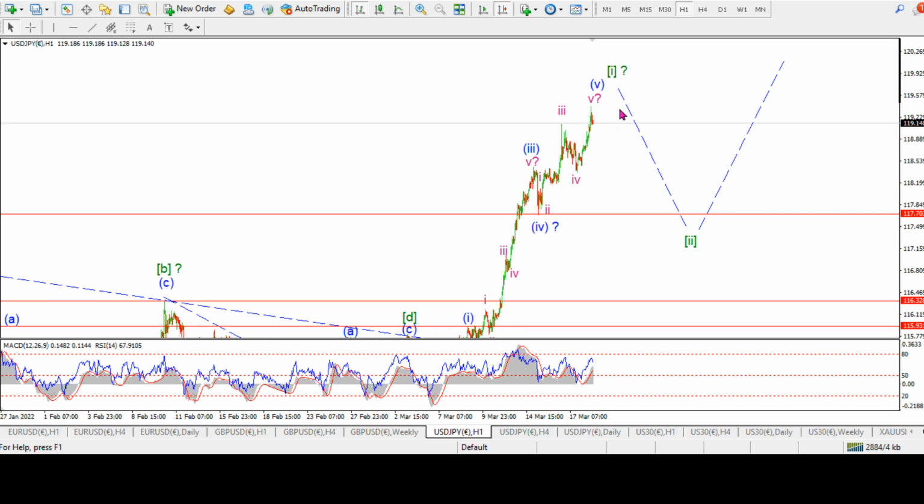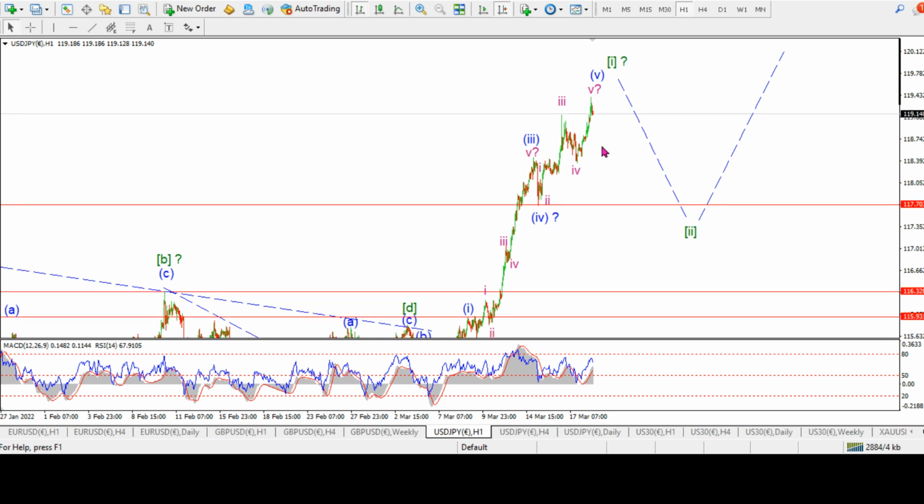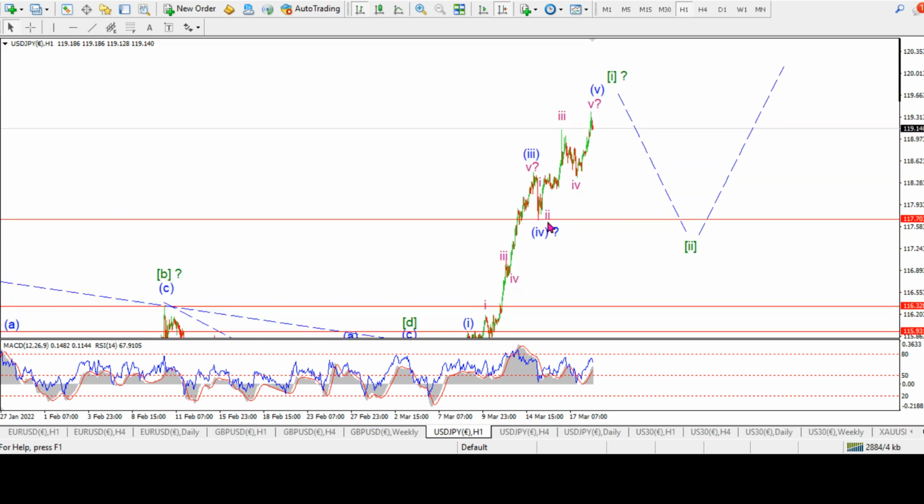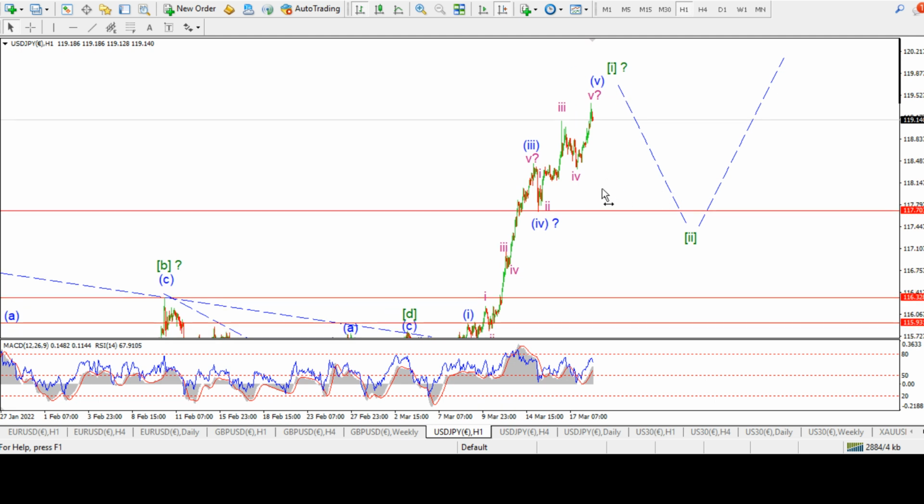Even so, it doesn't really matter how I label the top here. I think we have a 5-wave pattern complete. Even, let's say, towards today's highs, we have a possible 1, 2, 3, 4, and 5 complete into today's highs.